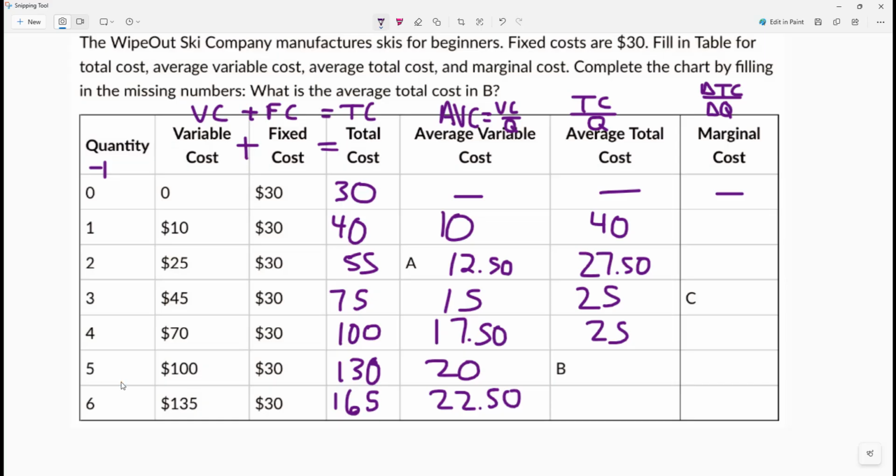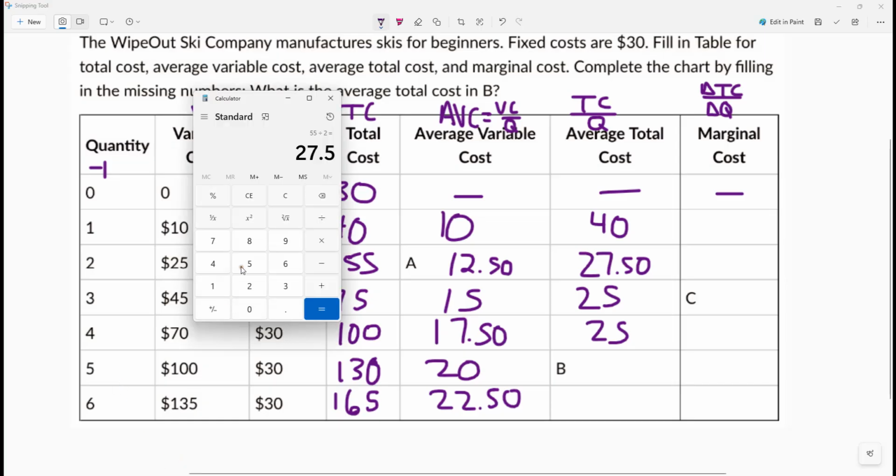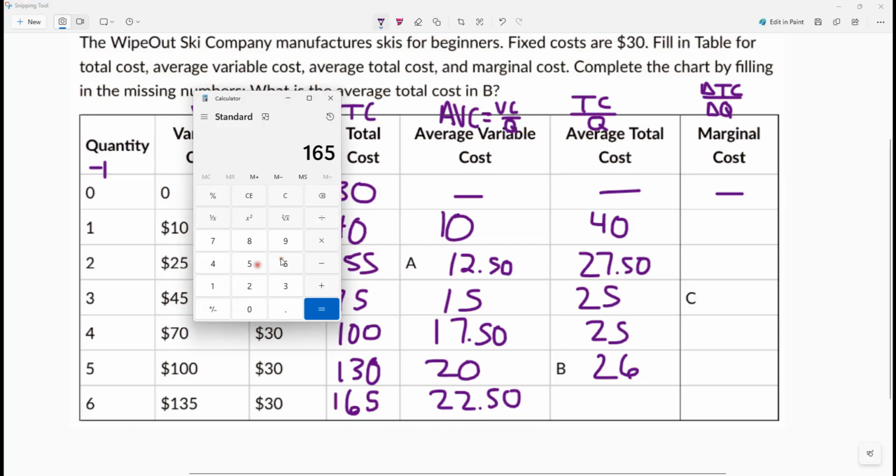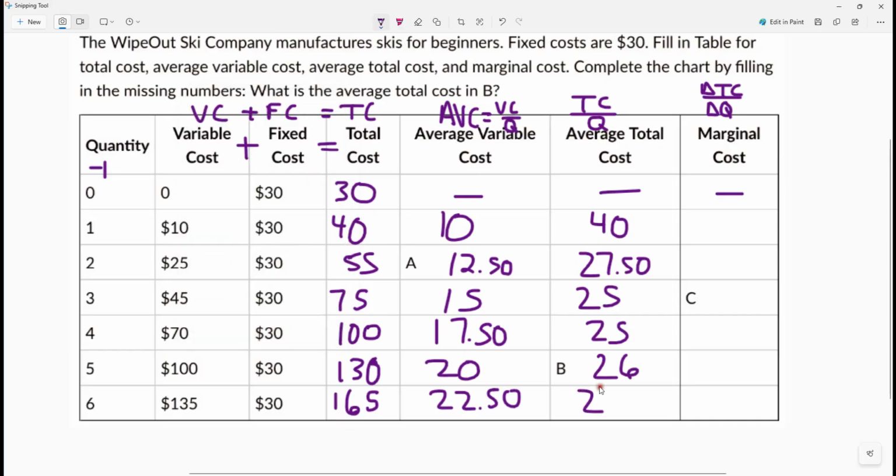130 over 5, somewhere like 30 or something. I don't know. 130 over 5 would be 26. Okay, not quite to 30. And then finally 165 over 6. That doesn't sound like a good number. I mean, I suppose there's no such thing as bad numbers, but 27.5, or 27.50. Okay, so now I've got my average total cost.